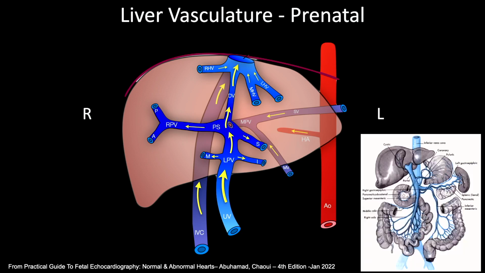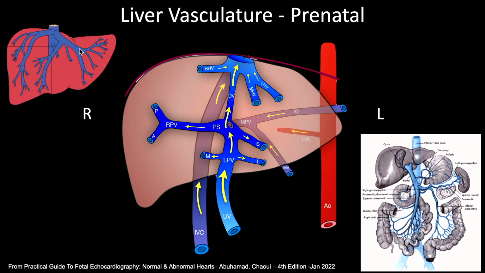So here's a schematic drawing of the main portal vein coming into the liver. This is a postnatal image. You see all the venous drainage coming in. And this is a schematic drawing of the drainage of the liver with the right, middle, and left hepatic veins.